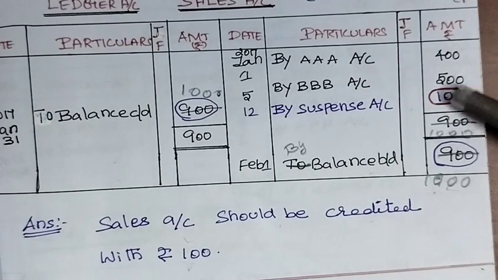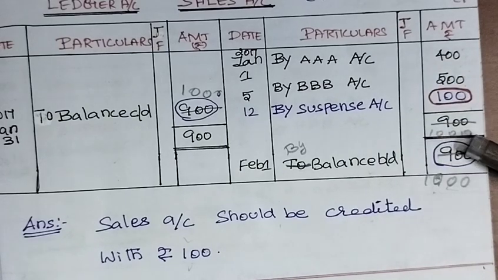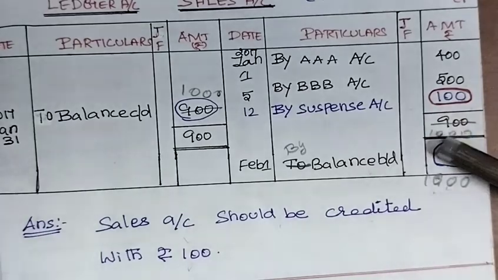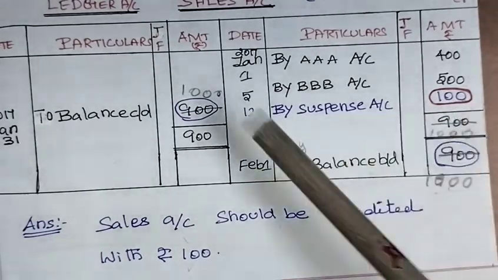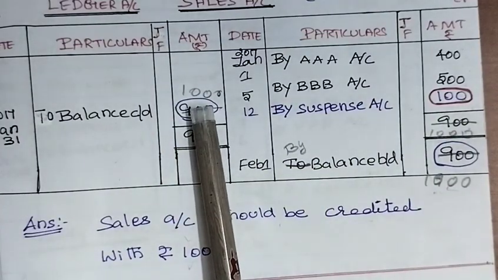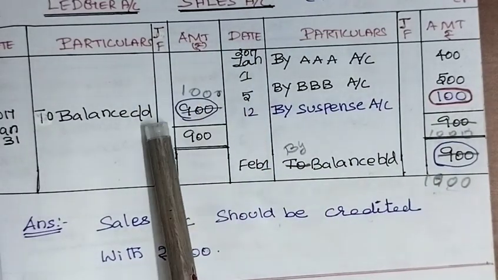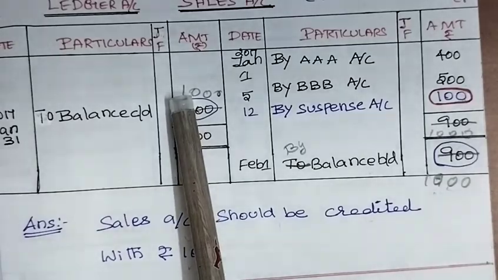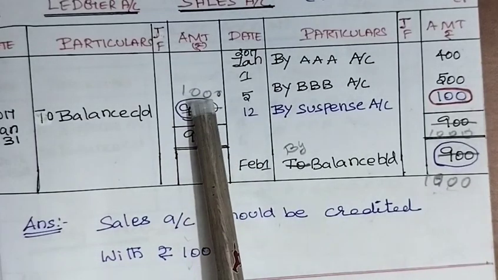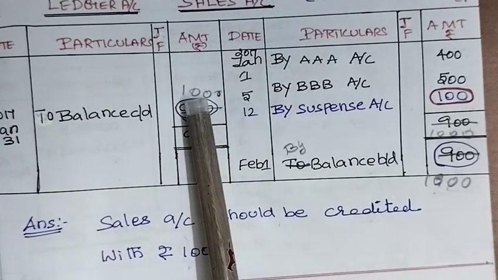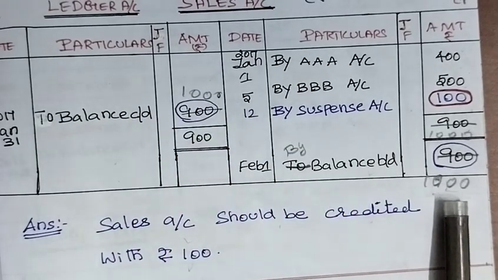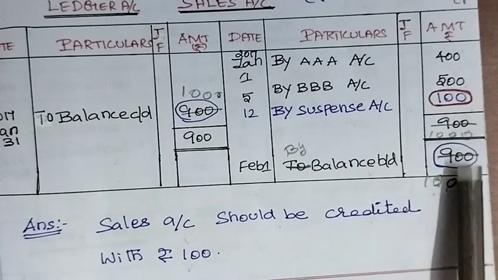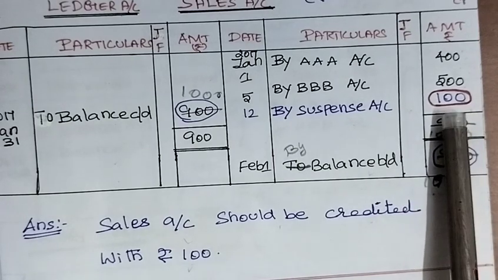So what is the total here? 400 plus 500 plus 100, how much? 1,000 rupees. So we strike out the 900, we write here 1000, okay. What is the closing balance of the sales account? We strike the 900 rupees, we write the 1000 rupees. We enter 1000 rupees here, okay. This is the closing balance. What is the opening balance of the sales account? 1000 rupees, because we added that 100 rupees.